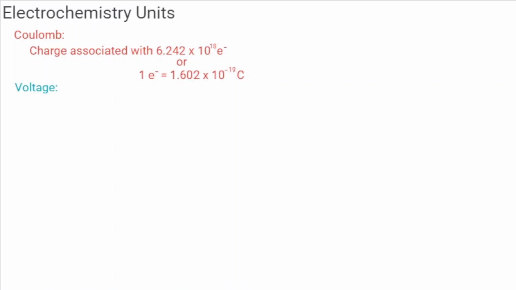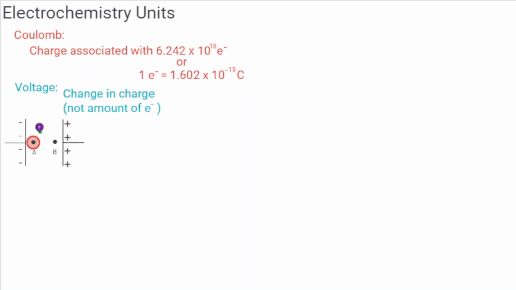Then we also have voltage, and voltage is basically the change in the charge, not associated with the amount of electrons. So imagine that we have two parallel plates, one negatively charged, the other one positively charged. And on point A, we have a coulomb of electrons. Now this coulomb of electrons is going to be repelled or pushed to the right from this negatively charged plate and pulled or attracted to the positively charged plate.